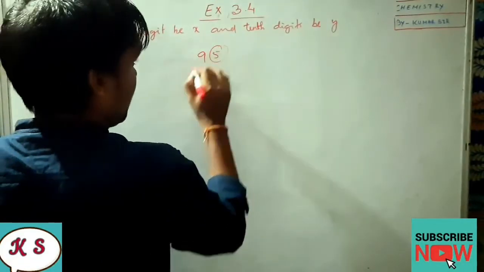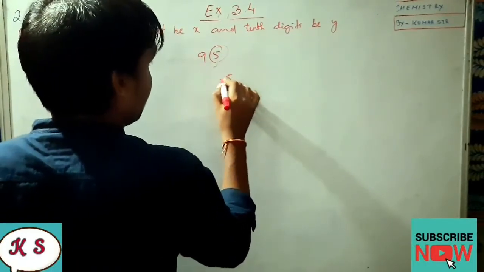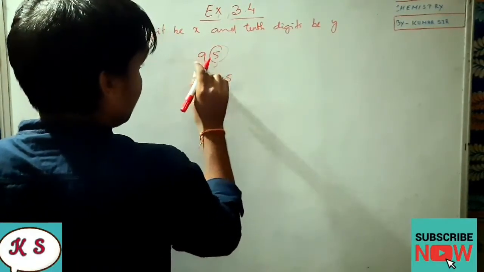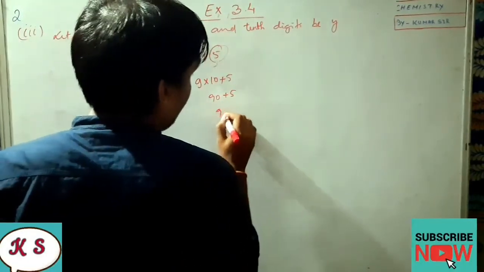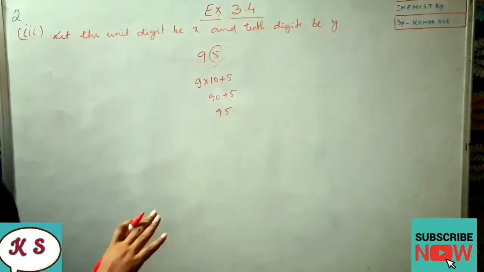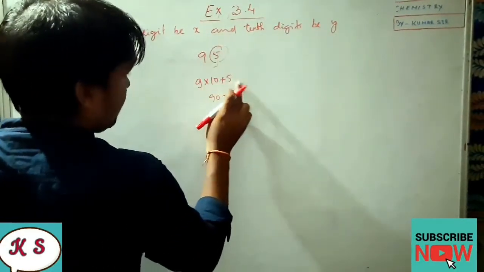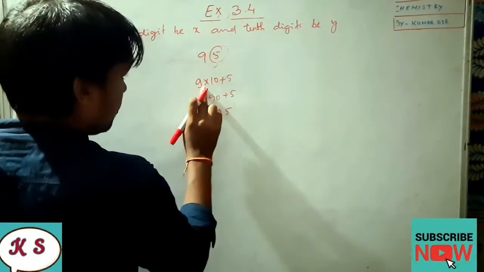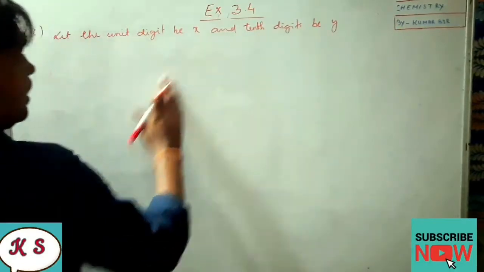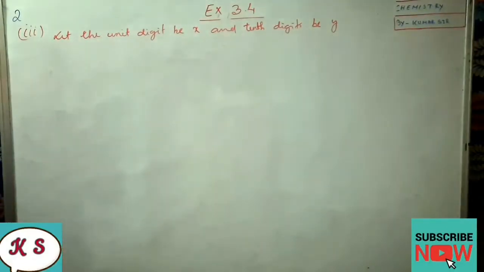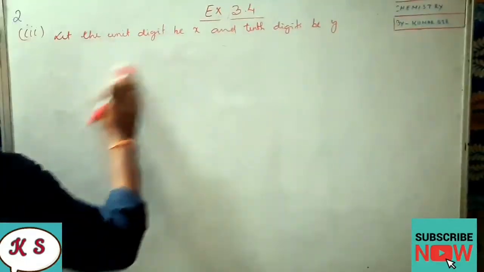So we are assuming, suppose some number is there, 95. So here the unit place is what? 5, and the 10th place is what? 9. So how we will be writing? 5 plus 9, this is in the 10th place, so multiply by 10. So 90 plus 5 is equal to 95. Like this we have learned it in childhood, right? So 95, 9 into 10 plus 5. Because it lies in the 10th place, it will be multiplied with 10. If it lies in the 100th place, it will be multiplied with 100. Okay. So we have assumed that the unit digit is x and the 10th digit is y.